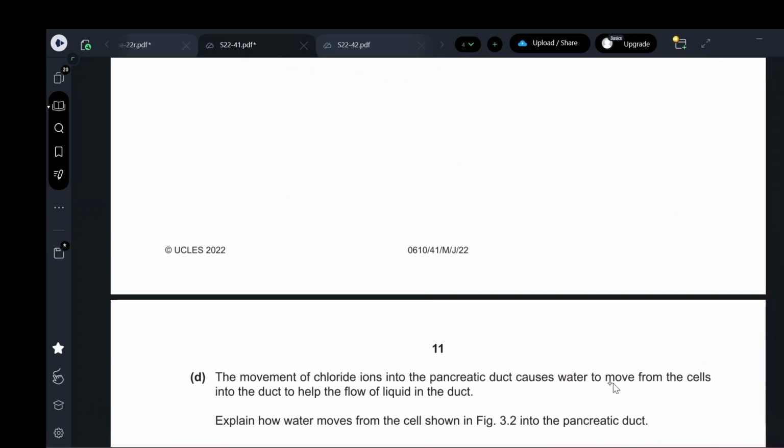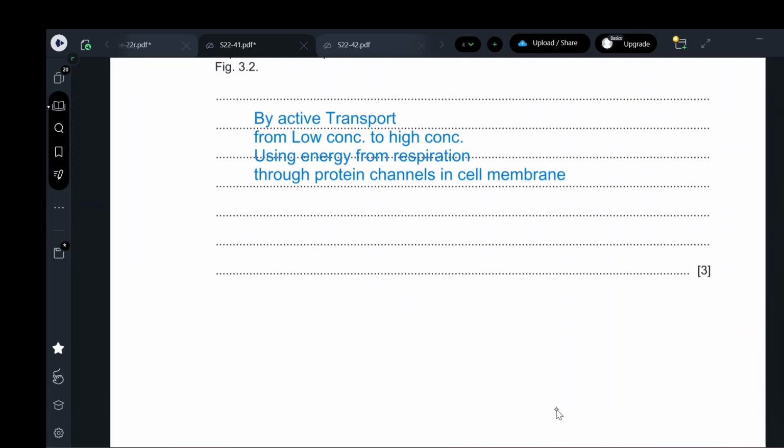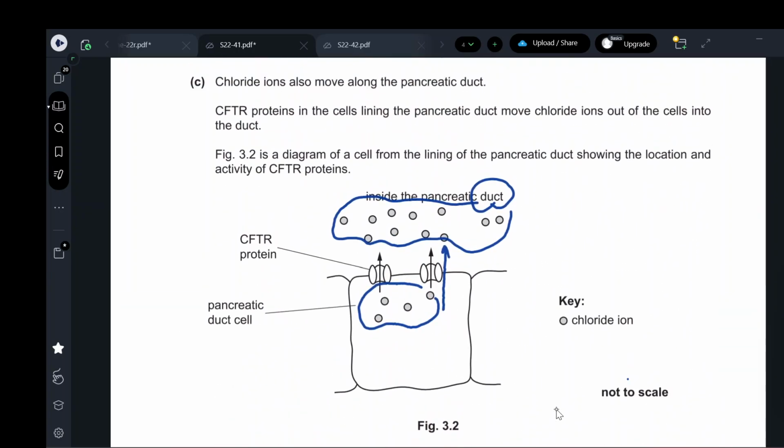The movement of the chloride ions causes the water to move from the cells into the duct. Explain how water moves into the duct. Again, this is the same as what we took about what happens due to the cholera pathogen, which attaches to the small intestine. It makes the cells release chlorides. What happens when the chloride is in the small intestine? Chlorides are minerals that are dissolved, so they will lower the water potential. And how will the water move? Water moves always by osmosis.